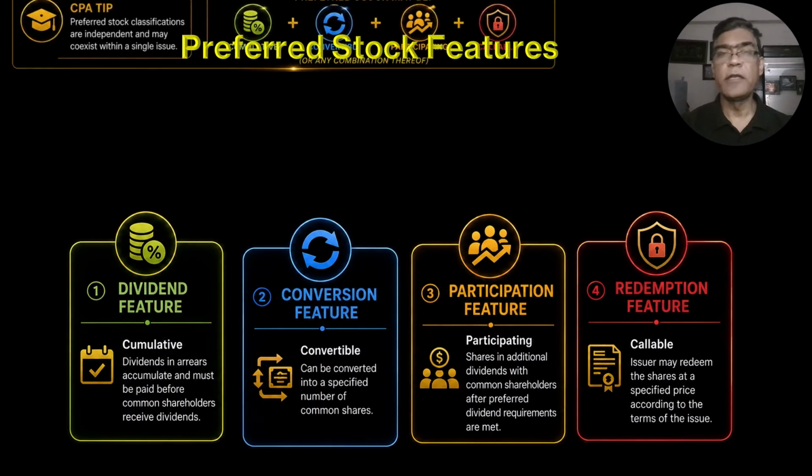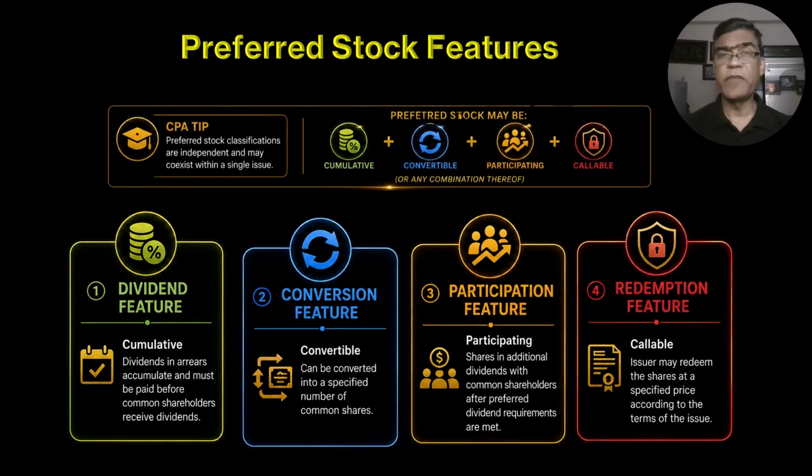Remember the CPA team, these classifications are independent. A single preferred stock can be cumulative, convertible, participating, and callable all at once. Understanding these combinations is key to analyzing equity instruments.